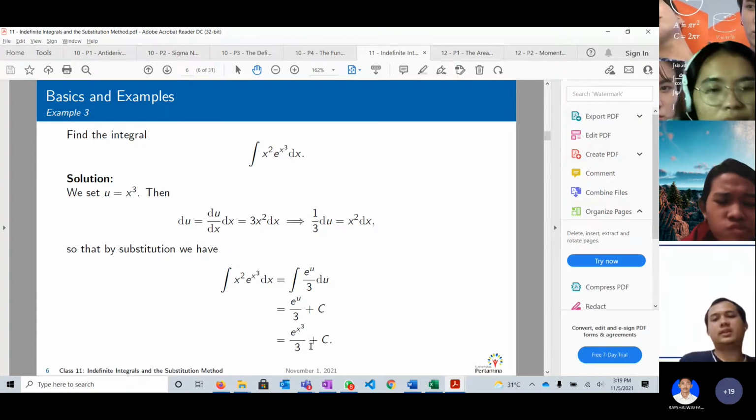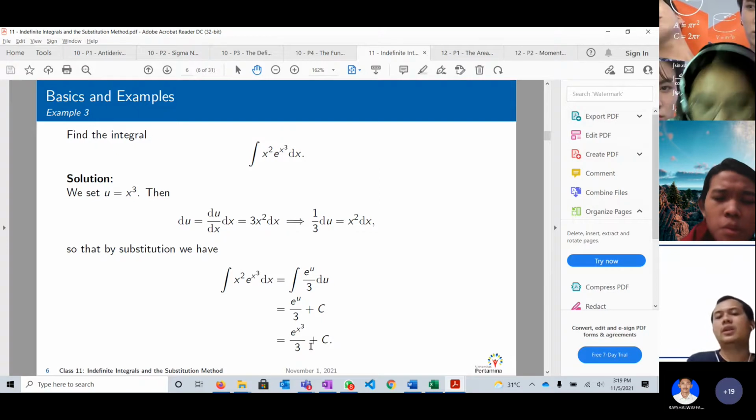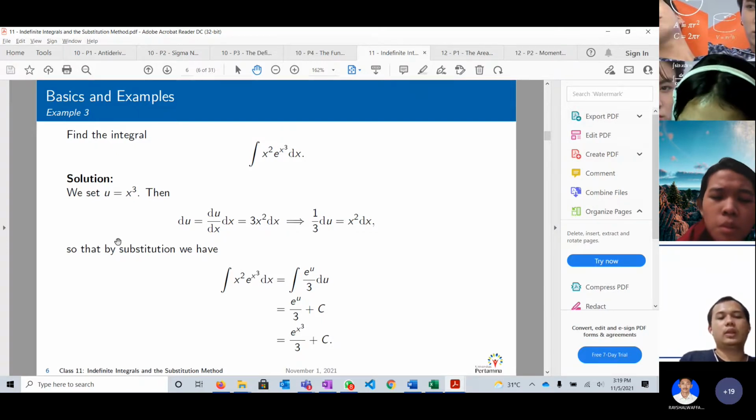So basically the idea is the same. The idea is always we choose the appropriate substitution. Jadi kita memilih substitusi apa yang paling tepat. That's it, if we want to integrate something.